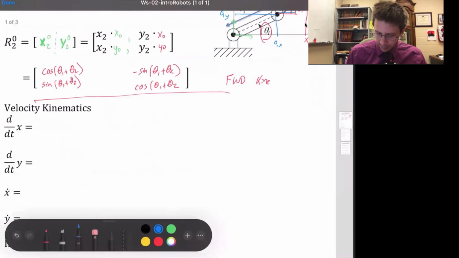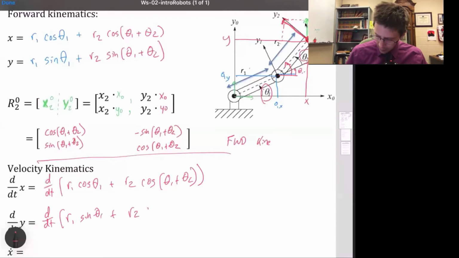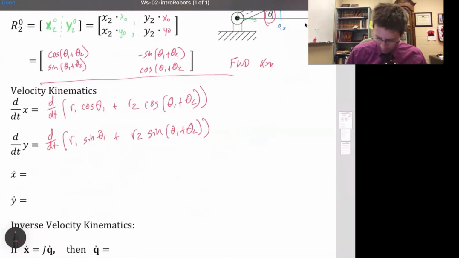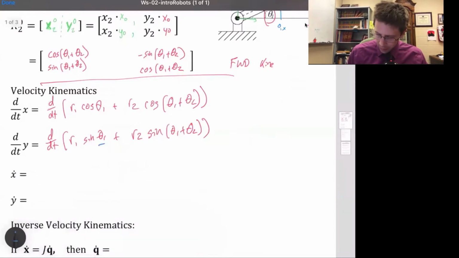We do that simply by taking the derivative of our kinematic equations. So that's just d/dt of my original equation, which was r1 cosine theta 1 plus r2 cosine of theta 1 plus theta 2. And this one here is just the d/dt of r1 sine theta 1 plus r2 sine of theta 1 plus theta 2. Then we can work that out, and when we work that out, we're just identifying which things can change. Since this is a rotational joint, the only things that can change are these rotational joints. And so we take the chain rule and figure out what happens when I change theta 1.